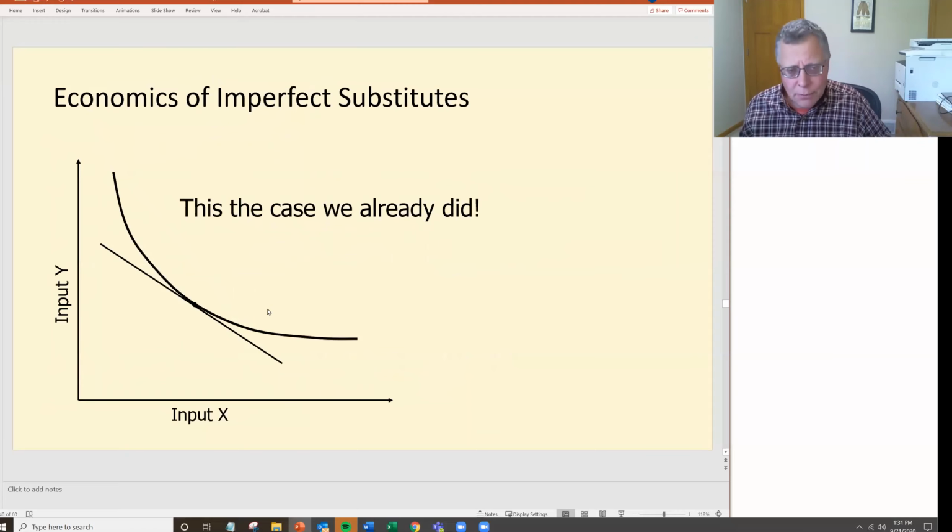We've done this one already where you have an imperfect substitute where the substitutability changes as you have different amounts of each of the two inputs, and you get the trade-off curve like I've drawn here, steep, and it gets shallower and shallower until it's flat. And as the price ratio moves around, you just move around on that trade-off curve.